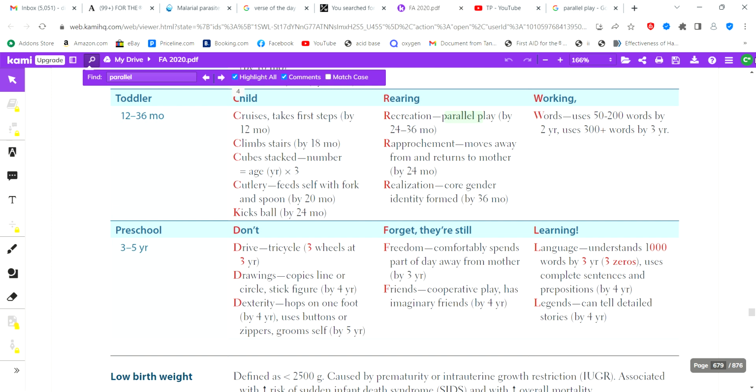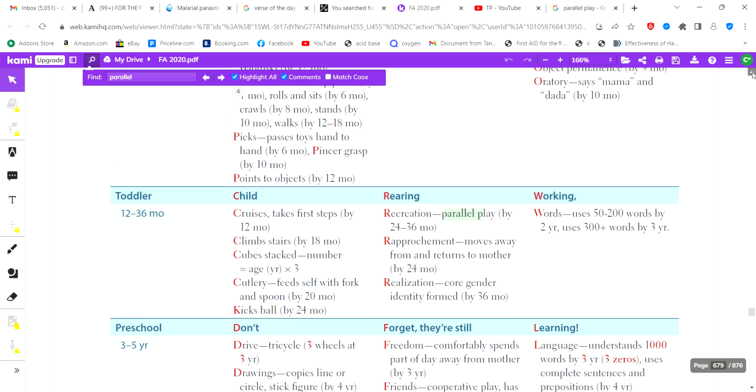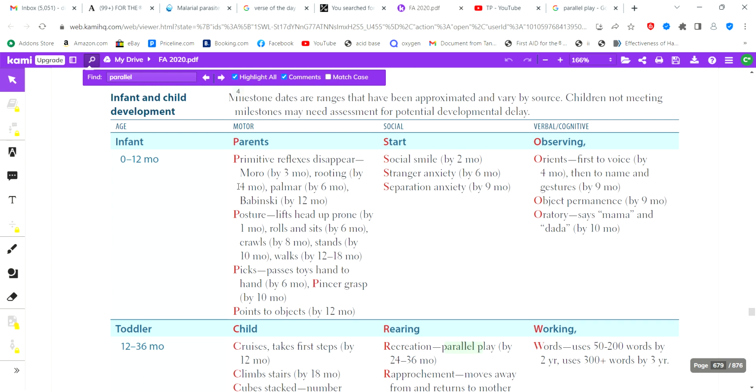Okay, so here we're just going to go through this chart. 0 to 12 months: the primitive reflexes disappear. Moro reflex by 3 months, rooting by 4 months, palmar by 6 months, Babinski by 12 months. So what is the Moro reflex?